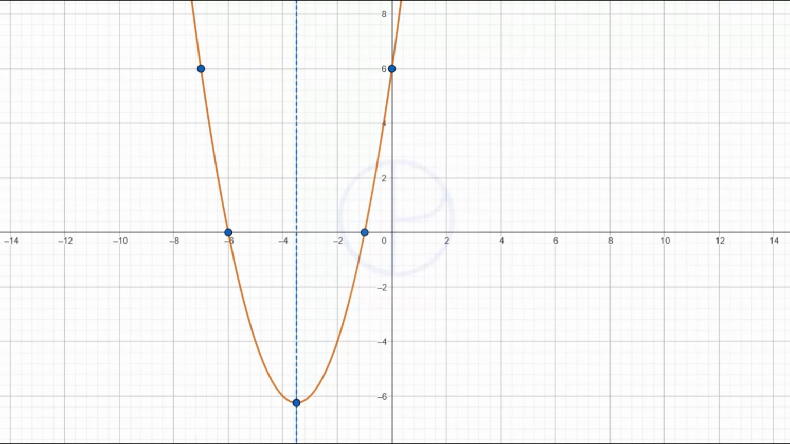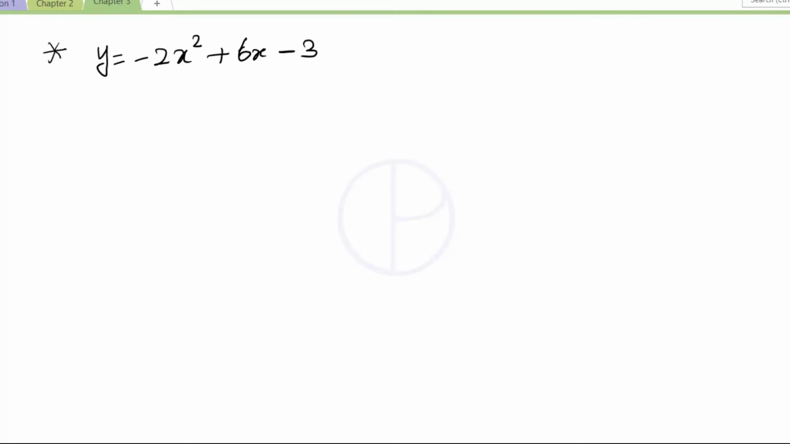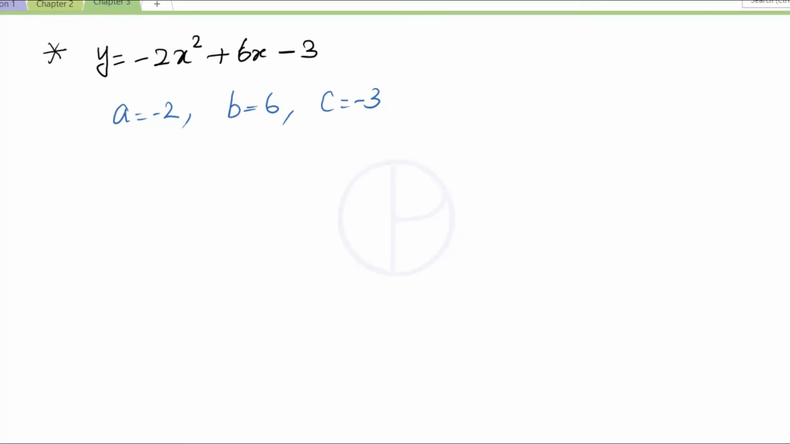Let's plot one more graph where it opens downwards. y is equal to minus 2x square plus 6x minus 3. Here a is equal to minus 2, b is 6 and c is negative 3. a is less than 0, so the curve opens downwards.